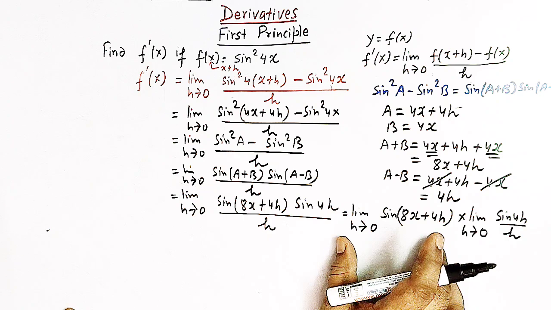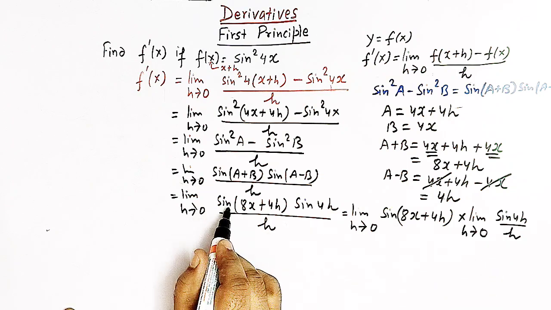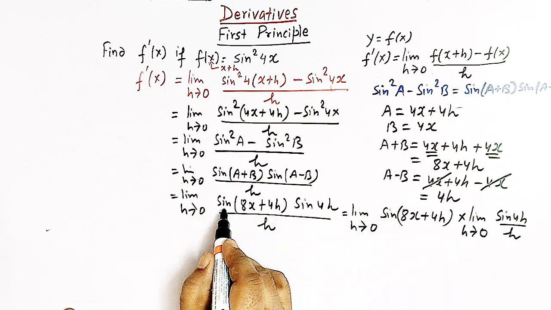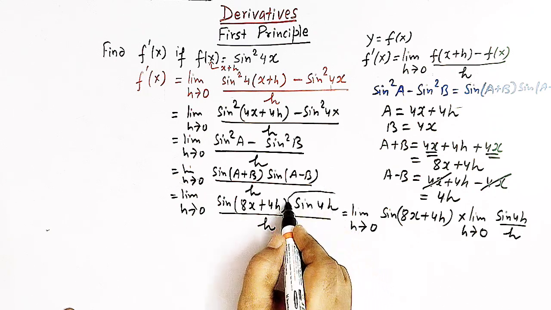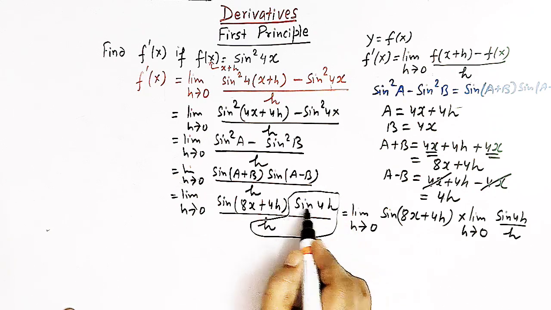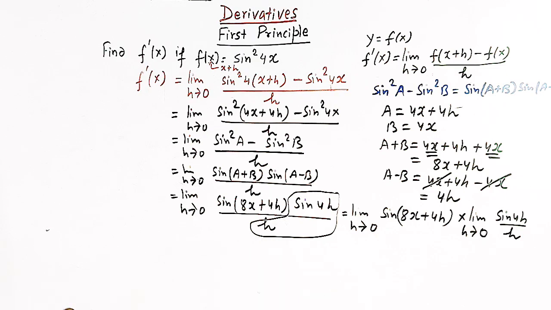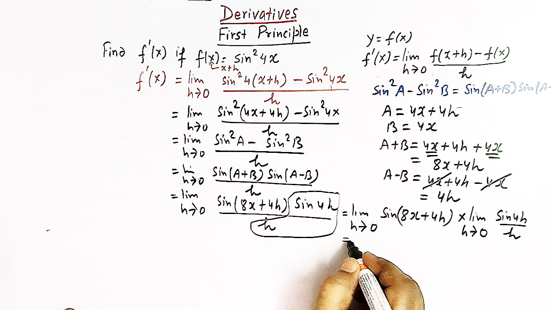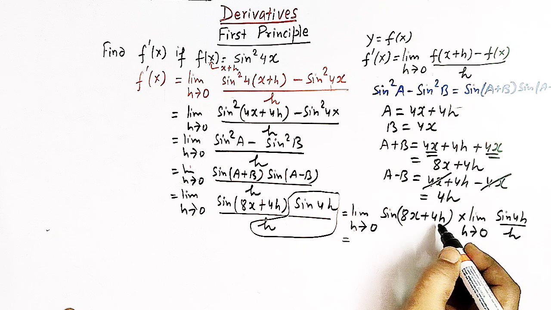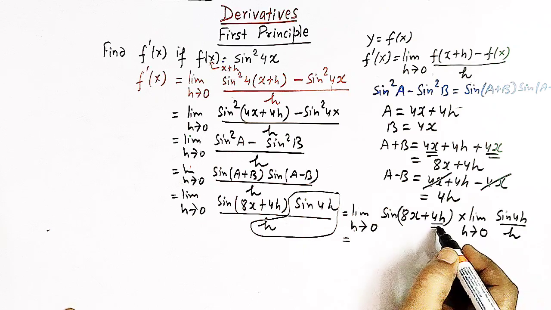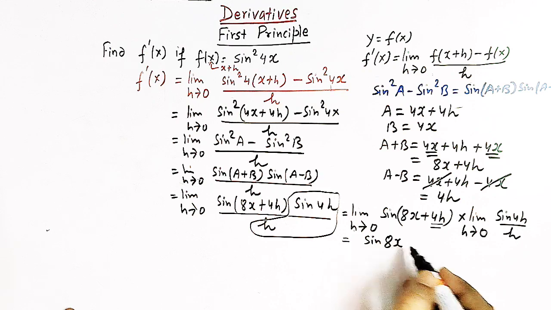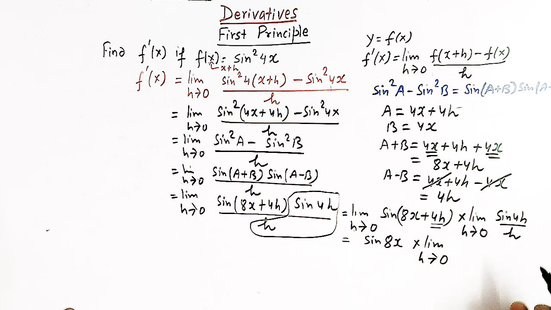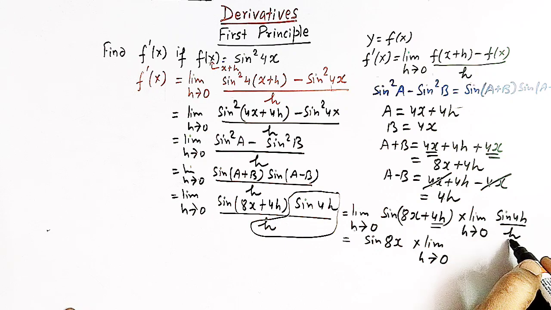So what we have done here, we have taken the limit first. We have taken the limit with sine 8x plus 4h, then with this term, that is sine 4h over h. Okay, so now here when h tends to 0, then this term goes to 0. So we have simply sine 8x here. And here we can write limit h tends to 0 of sine 4h over h.